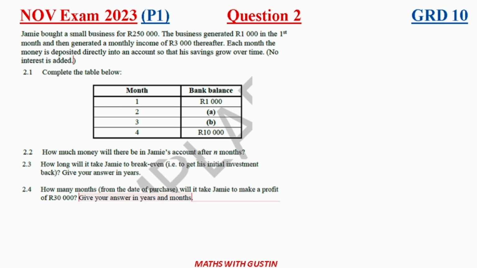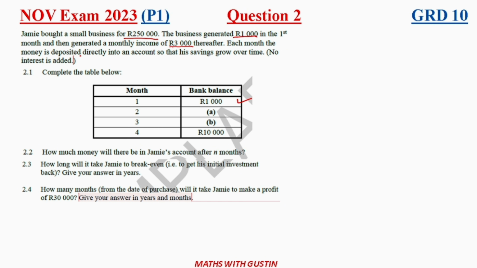All right, it says that Jamie bought a small business for 250,000. The business generated 1,000 in the first month, and thereafter it generated a monthly income of 3,000. Each month the money is deposited directly into an account so that his savings grow every time.